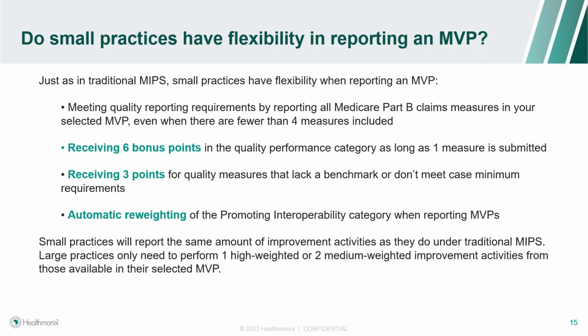So do small practices have the flexibility in reporting an MVP? Just as in traditional MIPS, small practices are going to have that flexibility. So you're still going to get the 6 bonus points. You're still going to get the 3 bonus points for quality measures that lack a benchmark. The larger groups don't get those, right? Small groups are 15 and under. Large groups are considered 16 or more. You also still get the automatic reweighting of promoting interoperability within an MVP. So any of those small groups that are currently getting that with MIPS will also get that within the MVP.